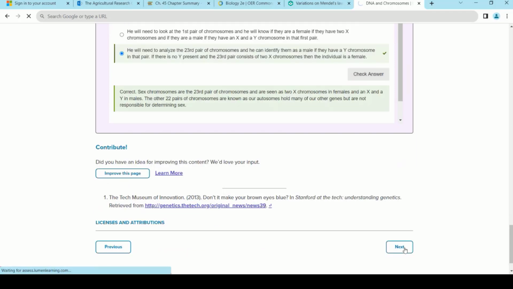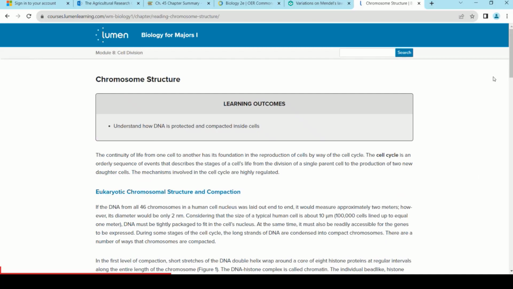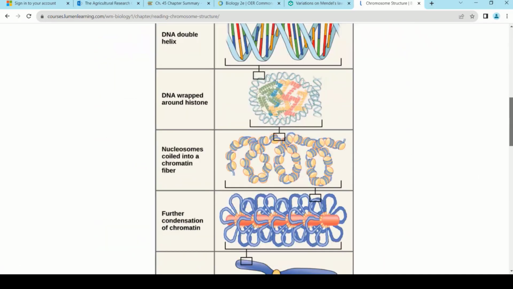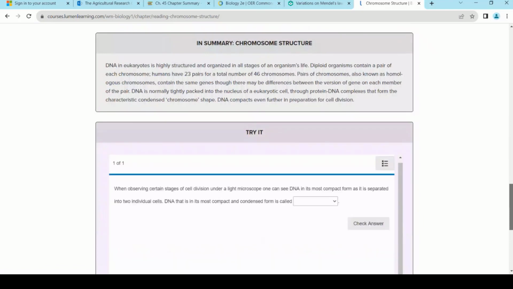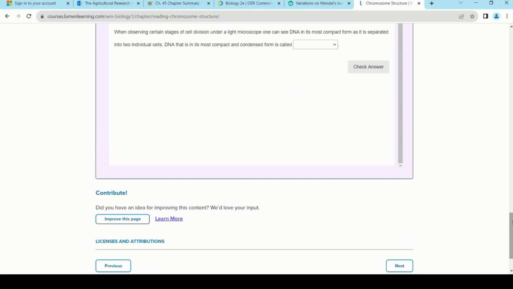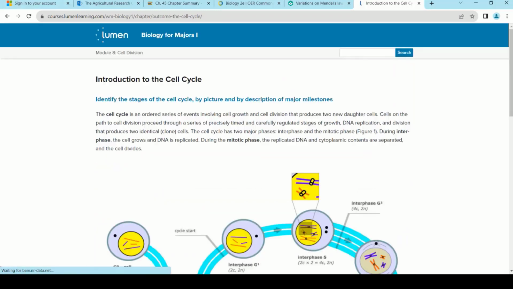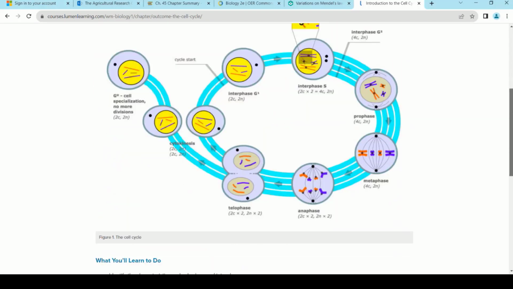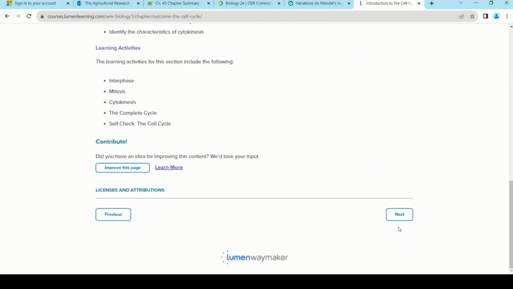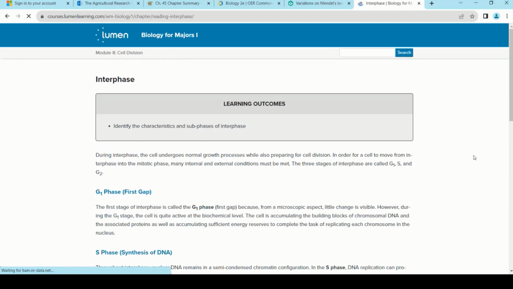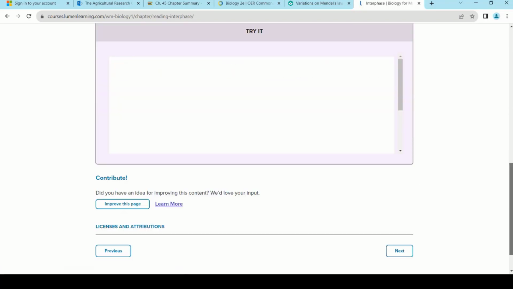Okay. I'm going to be moving very quickly. Also, the chromosome structure, we didn't talk about this, and I don't think you need to worry yourself much about it, so we're going to pass here. Allow me to pass the ones which are not significant. The introduction of the cell cycle, we're going to pass as well. I'll let you know where. Even this one, we're going to pass.